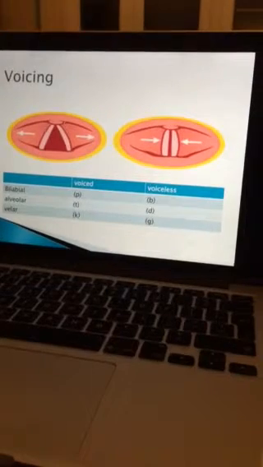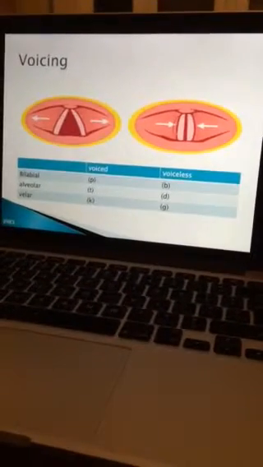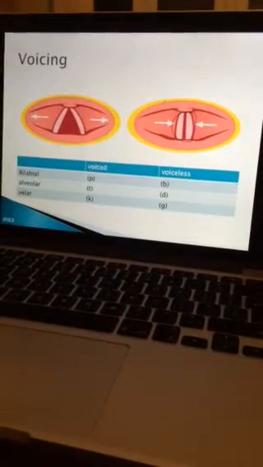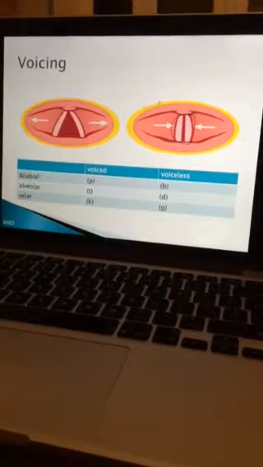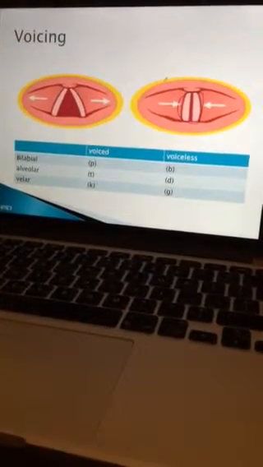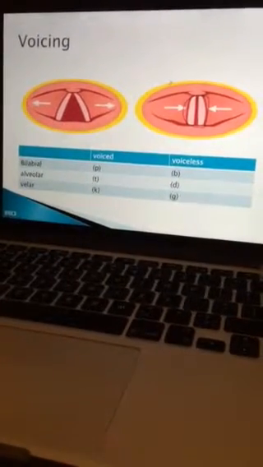If the vocal cords are closed, as they are on the right, this creates the vibration. An example of this would be the sounds the and z. When making these sounds, you can feel the vibration by placing your hand on your throat.